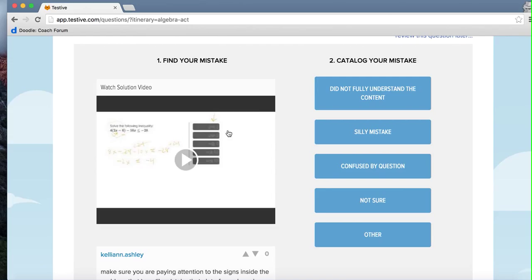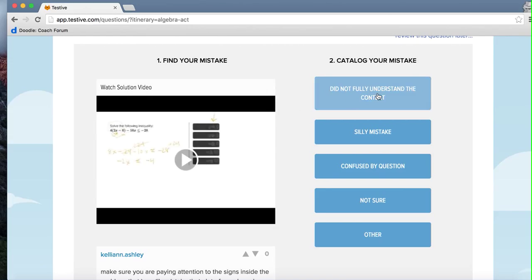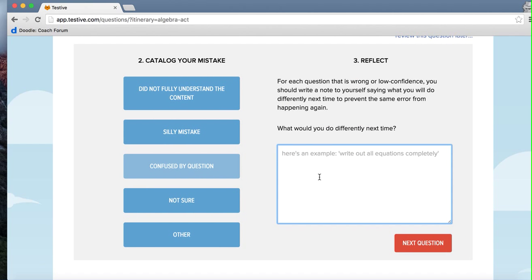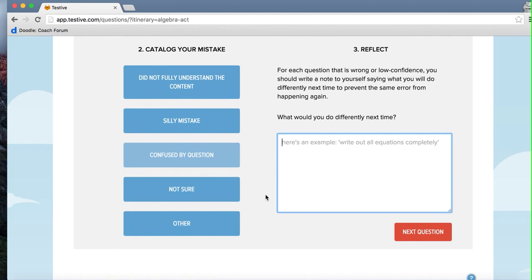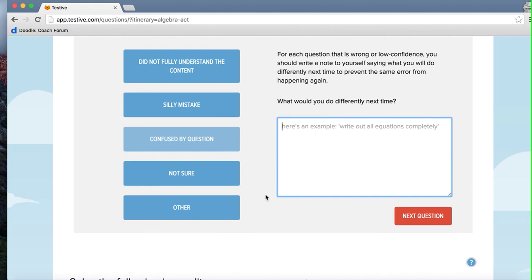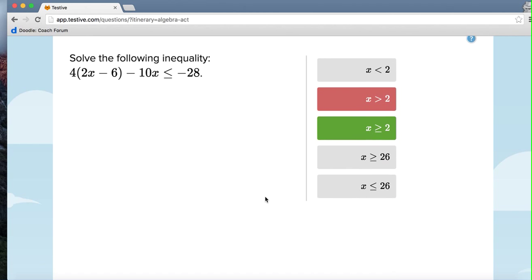You can catalog your mistake by clicking any of these buttons. So is it something you didn't learn in class yet? Did you add instead of subtract? Are you confused? Let's just say we were confused by the question, which we didn't really look at, so that's probably true. And if you're confused by the question, let's explain what happened, and this is something that you'll want to watch the video for. And just for future reference, if you forgot what the question was and it was a pretty long equation, or inequality rather, you can scroll down right here and see the question, your answer choice, and the correct answer choice.